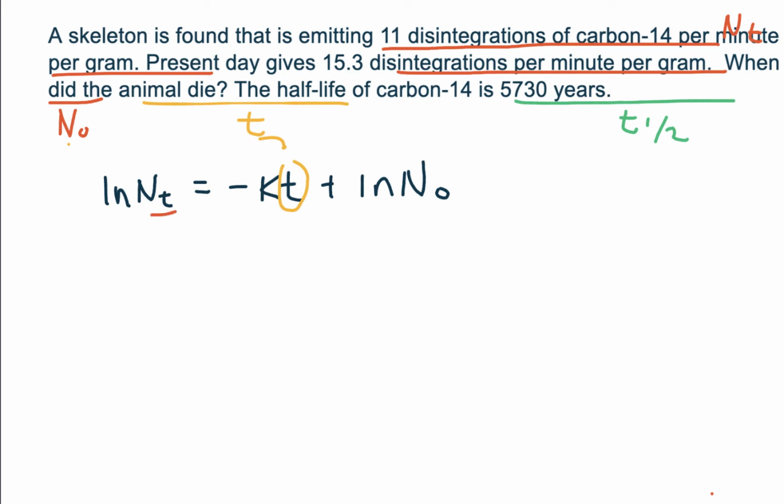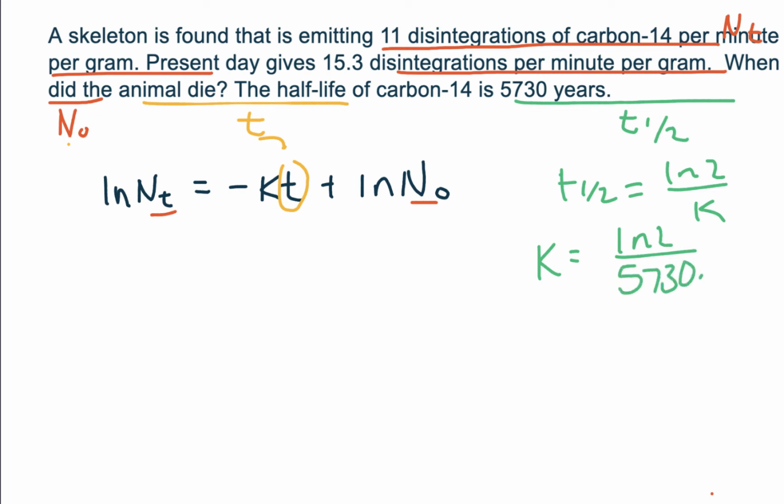We're given a half-life, though, instead of k, so we should find k from the half-life using the first order half-life equation. So we want k, we're given the half-life in years, so 5,730 years. So that means our k is going to be 0.00121 per year. Now it's okay to leave it in years because we want to know when the animal died. Probably it was a long time ago, and so that is a reasonable unit to leave that in.